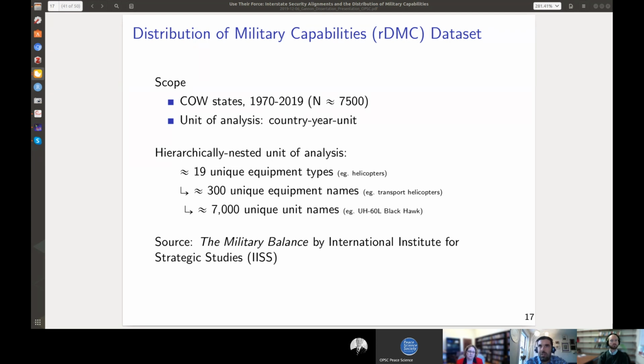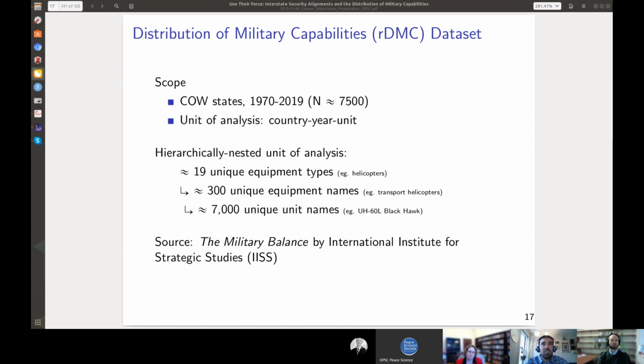And so what's nice about this hierarchical nesting is some people, to be honest, very few IR scholars I found, are interested in the unique units, the Black Hawk versus the Apache helicopter. But we know that domestically there's a lot of concerns about these on the procurement level. So we have that data. I'm mostly doing things at the equipment name level because states make decisions about transport helicopters versus attack helicopters that do very different things for coercion, power, winning wars, making threats, et cetera, that matter to us. And we also have the highest level of aggregation that allows us to just eyeball things from a 30,000 foot level.